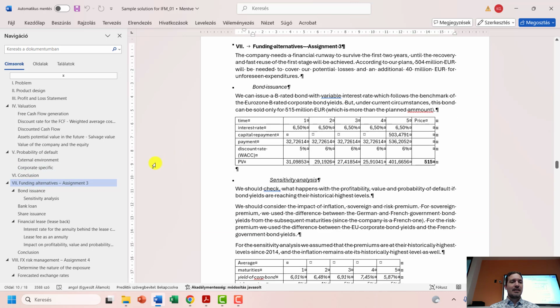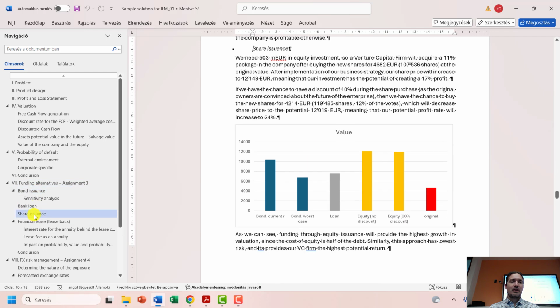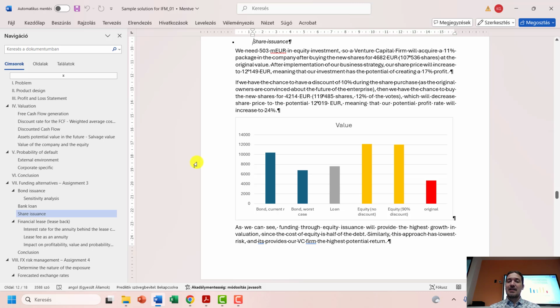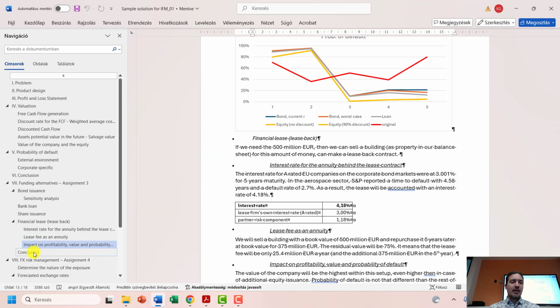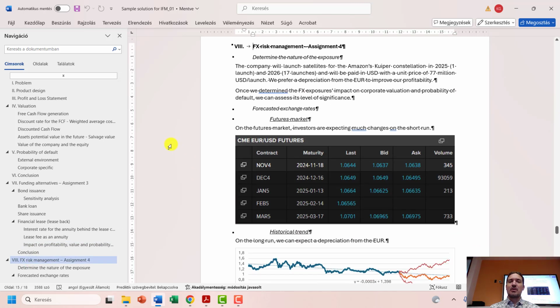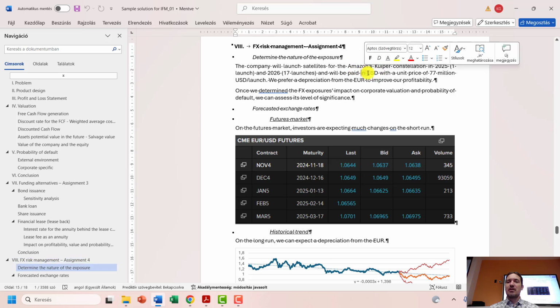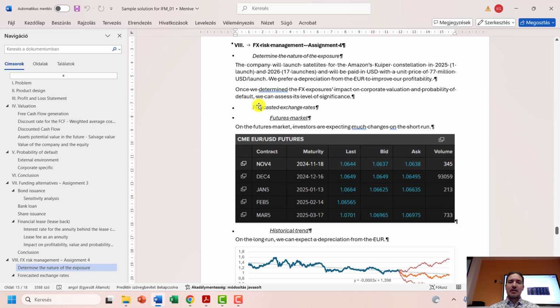After that we realized which funding source would be appropriate when we were assessing bond issuance, bank loans, and share issuance, and in my specific case equity was preferred because it was better. And after that we also checked the potential impact of foreign exchange risk. In my case the problem was mainly that we have US dollar revenues, and my strategy will perform better if there is a depreciation in the euro. So this is what I had to assess.